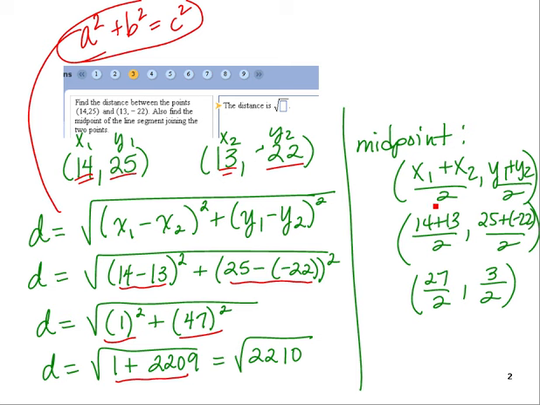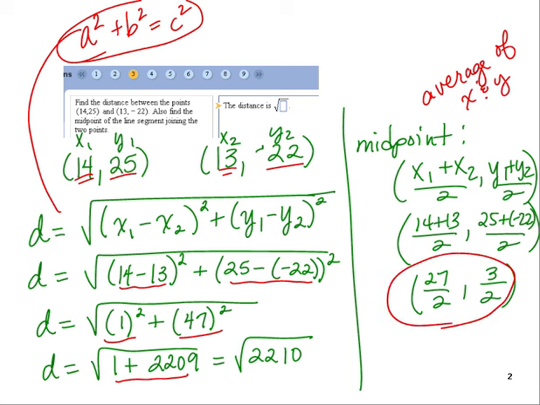Now to find the midpoint, remember that is just the average of the x and y values. And so we add those values and divide by 2. So x1 plus x2 is 14 plus 13 over 2. y1 plus y2 is 25 plus negative 22 over 2. So combining those gives us 27 halves, and 25 minus 22 is 3 halves. So that would be the midpoint of the line segment that joins those two points.